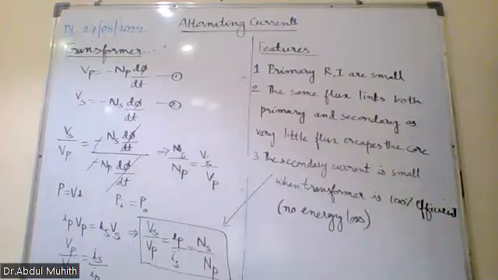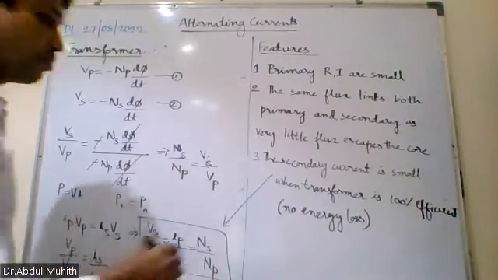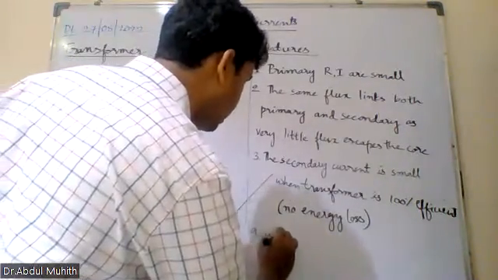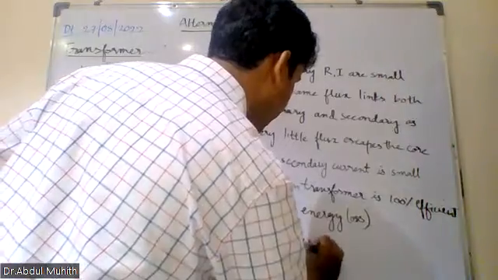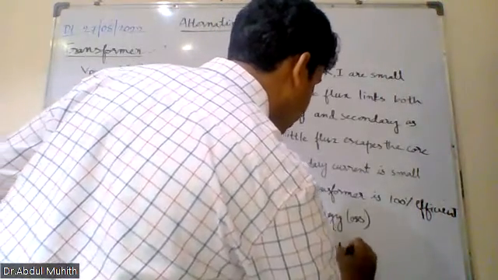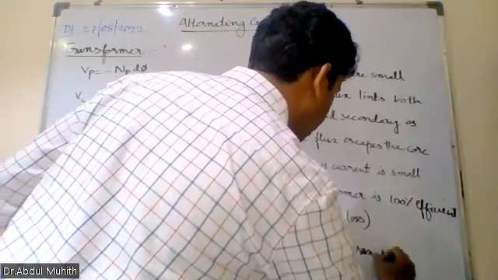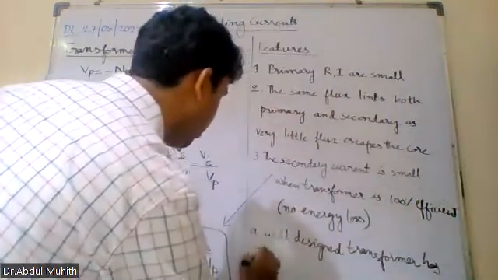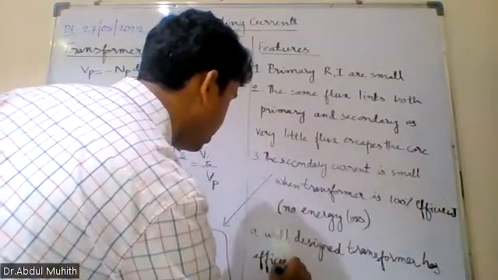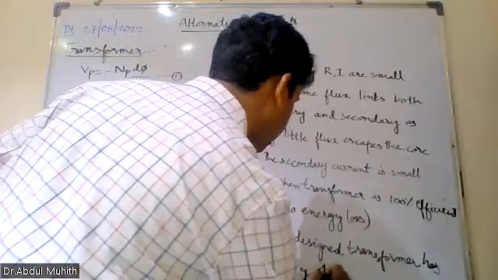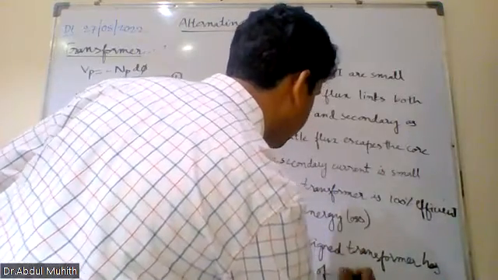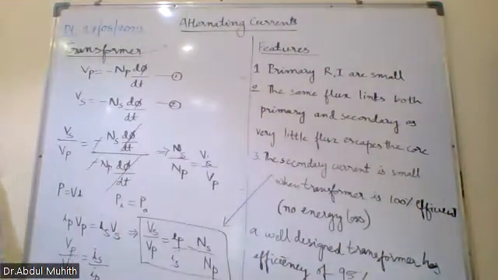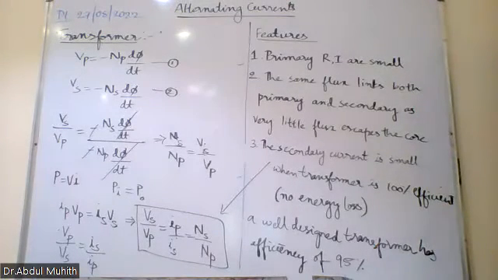So what happens? A well-designed transformer has an efficiency of 95%. Okay, it has an efficiency of 95%. Is that clear? Is that clear, all of you? So you can use this formula. Okay.